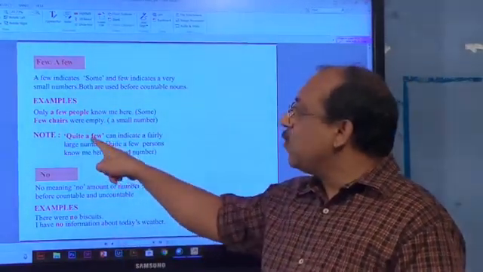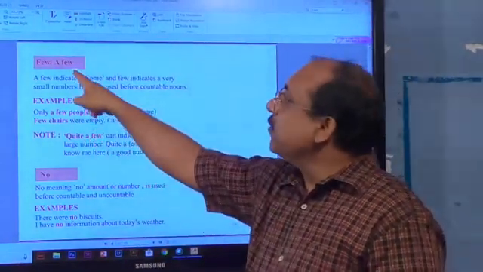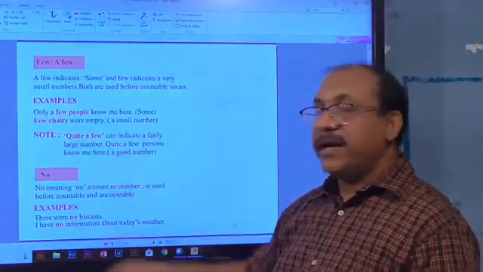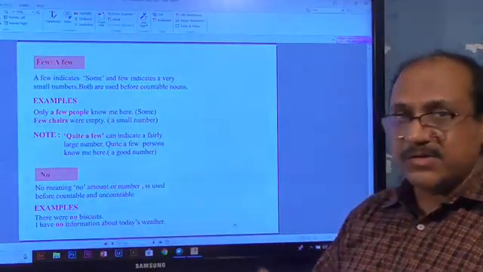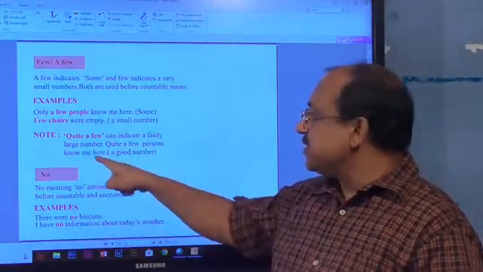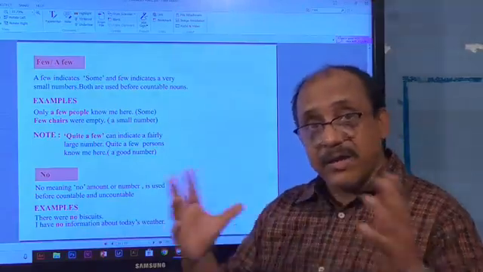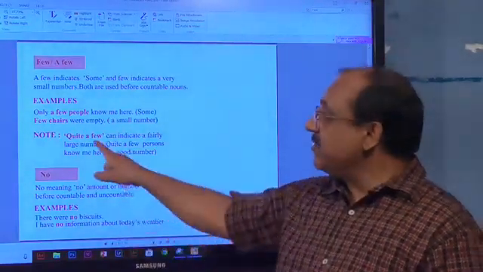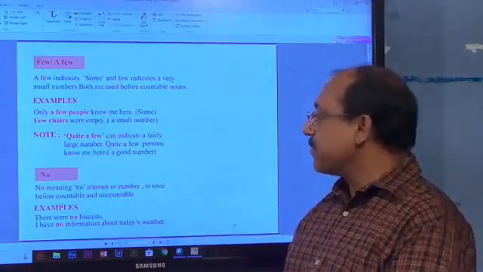Then you add quite a few. Before a few, if you use quite, then it will indicate a fairly large number again. Not some number, a large number. See, quite a few persons know me here means a large number know me here. So that is the difference in the use, you see: a few and quite a few.